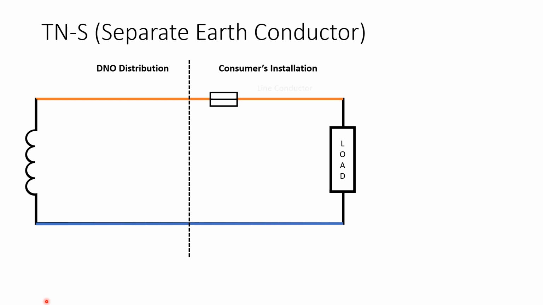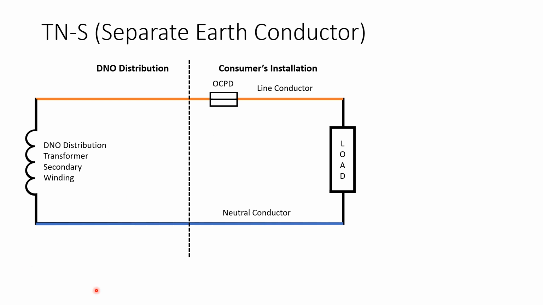Now we can label that. There's your line conductor, your neutral conductor. I've also added the label there for your DNO distribution transformer secondary winding. And this little chappy up here, of course, that is your overcurrent protective device for that circuit.